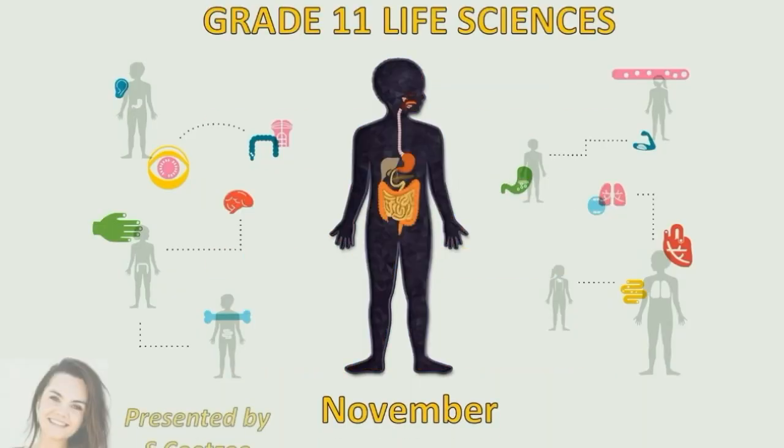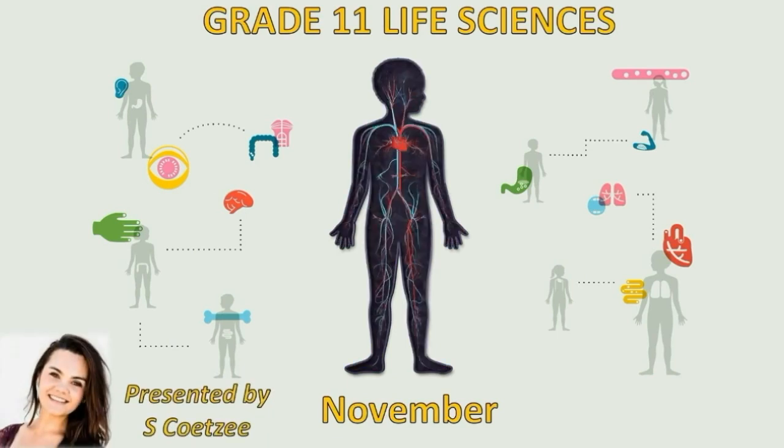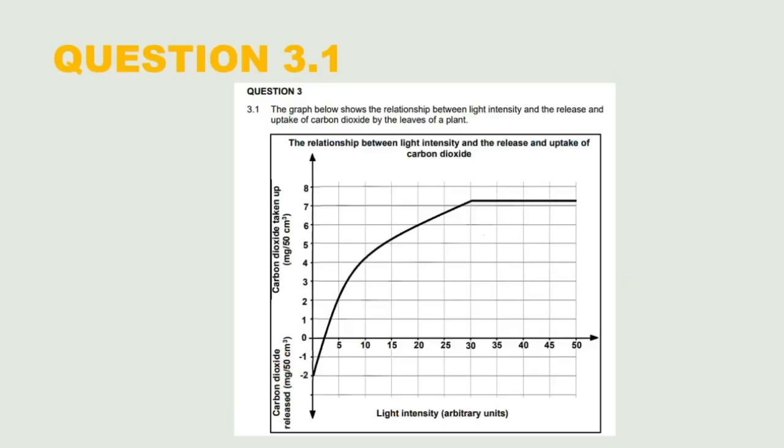I am Ms. Kutsia, and today we will look at grade 11 life science papers from November 2021. So let's move on to question number 3. Remember, question number 3 is part of section B, and this will be a total of 50 marks out of the 150. Question 3 is regarding a graph that will show the relationship between the light intensity and the release and the uptake of carbon dioxide.